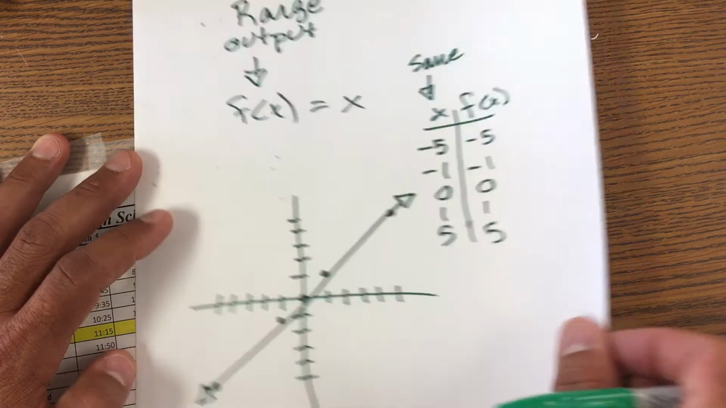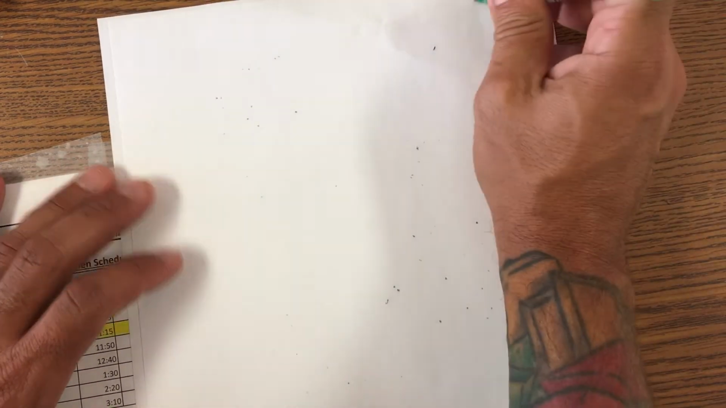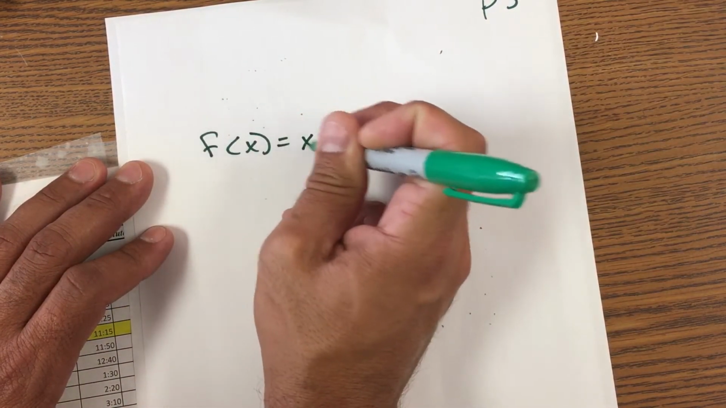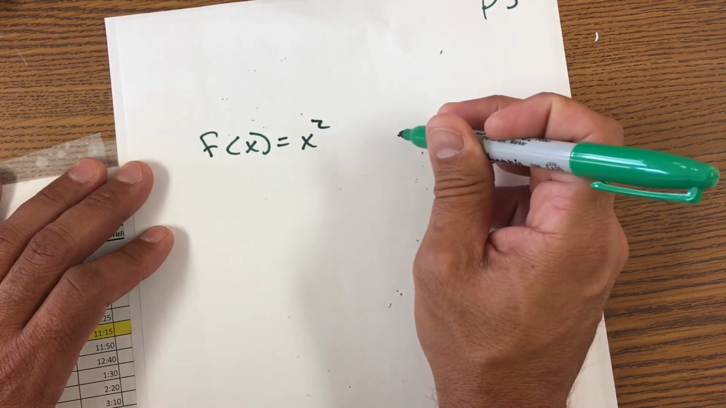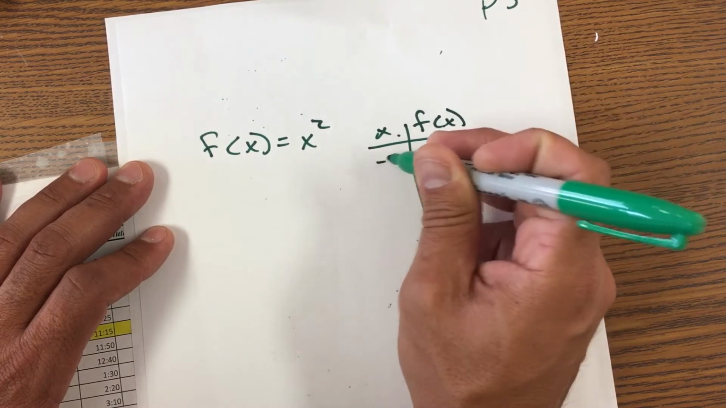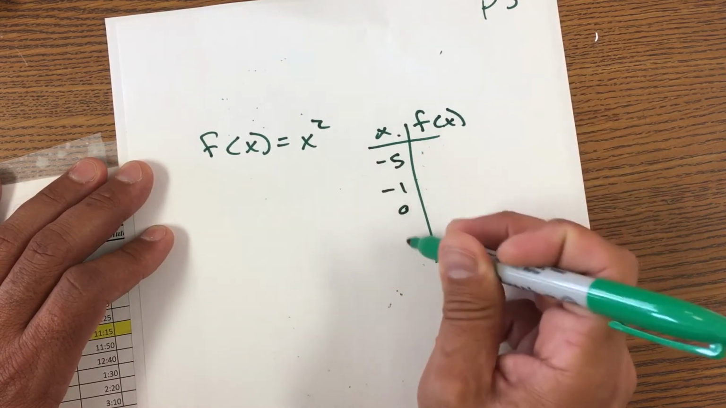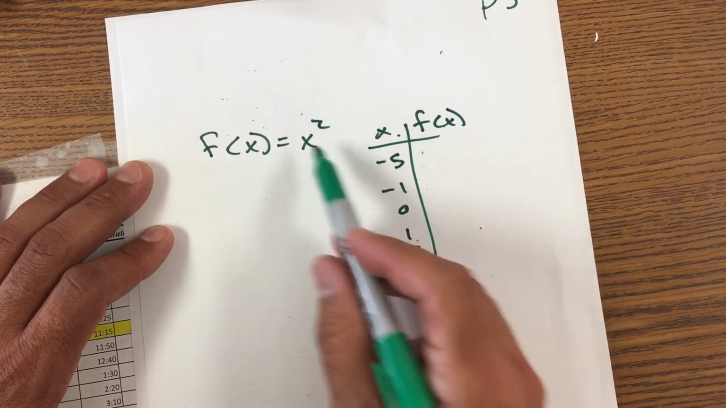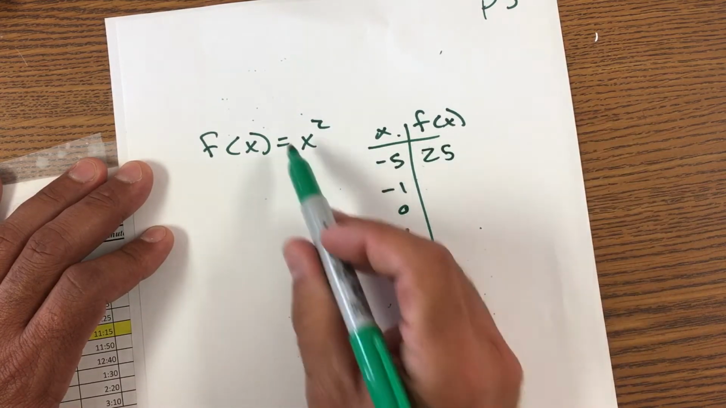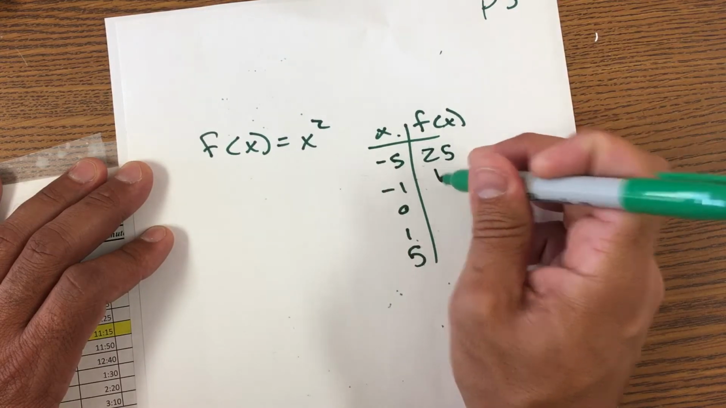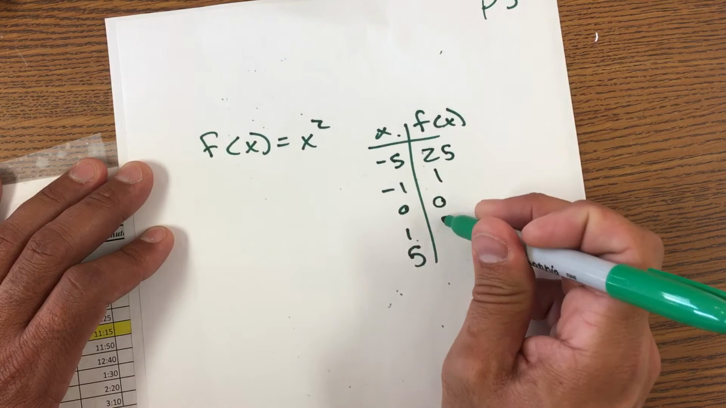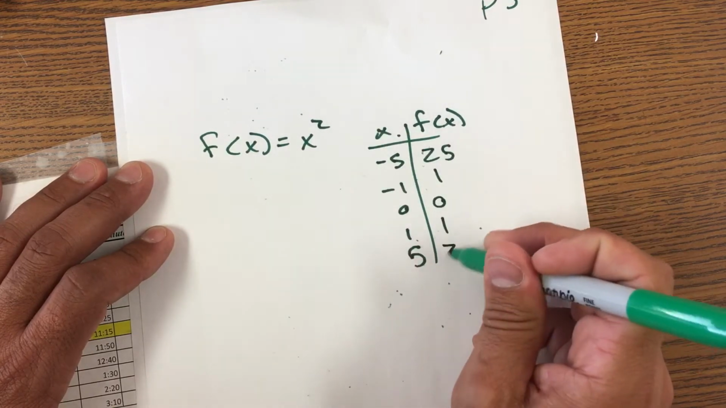If I give x squared, I can do the exact same thing. So I'm going to use the same values. I'm going to use -5, -1, 0, 1, and 5. If I go -5 squared, -5 times -5 is 25. -1 squared, -1 times -1 is 1. 0 times 0 is 0. 1 times 1 is 1. 5 times 5 is 25.